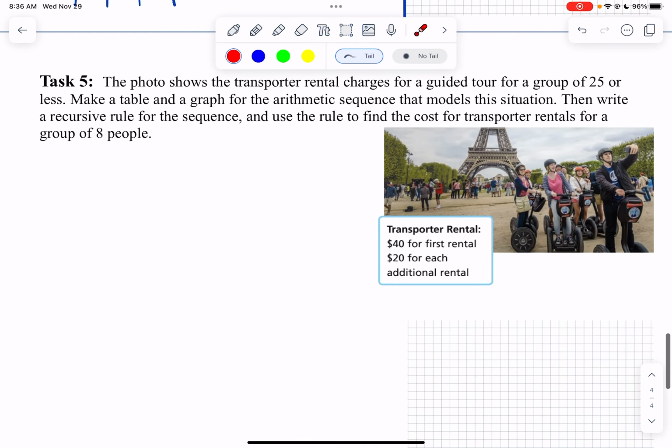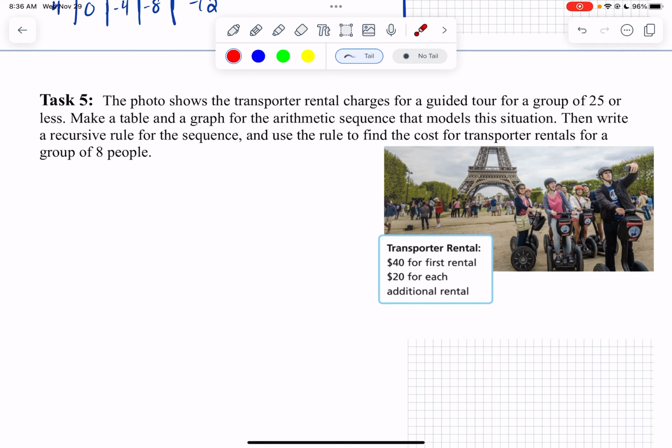All right, here's our very last one. So here the photo shows a transporter rental charge. I think those are like Segways. I don't know why they didn't use the word Segway. For guided tours for a group of 25 or less. Make a table and a graph for the arithmetic sequence that models the situation. Then write a recursive rule for the sequence, and then find the cost for 8 people. So it's $40 for the first rental, $20 for each additional rental.